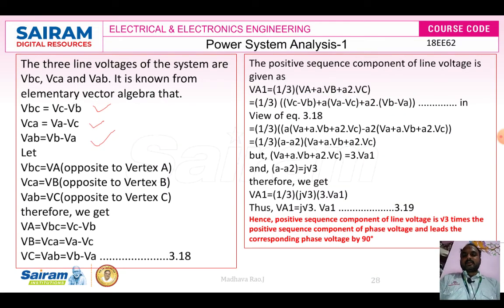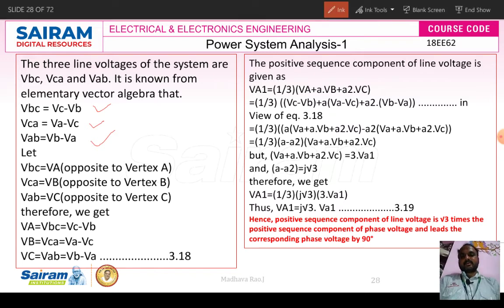So according to the above relations, we can write VA is equal to VBC, which is VC minus VB. VB is equal to VCA, which is VA minus VC. VC is equal to VAB, which is VB minus VA. So these equations we got from the above relations.